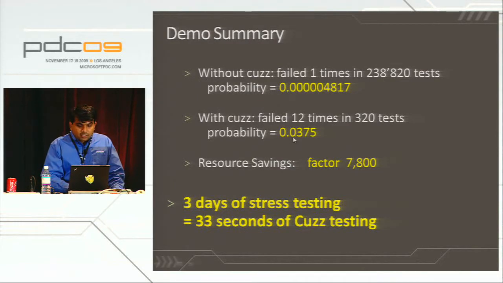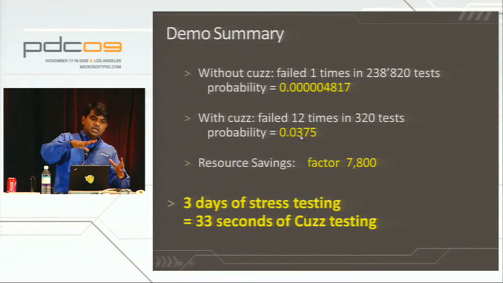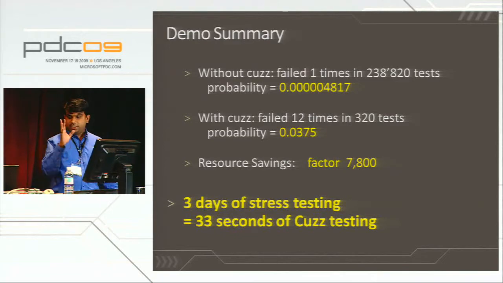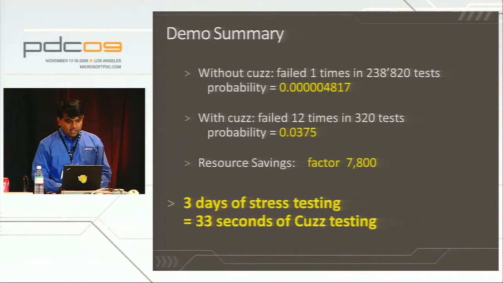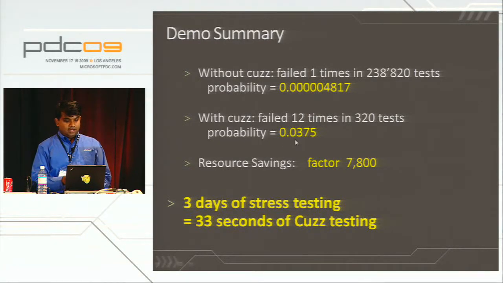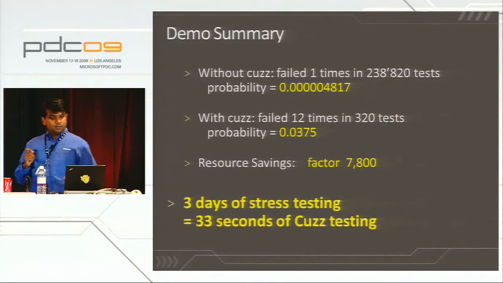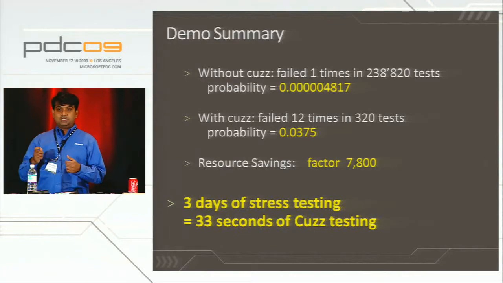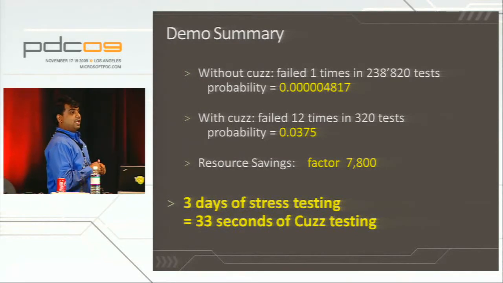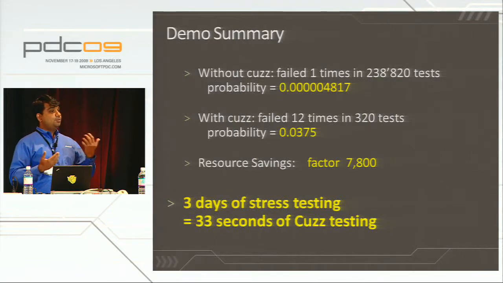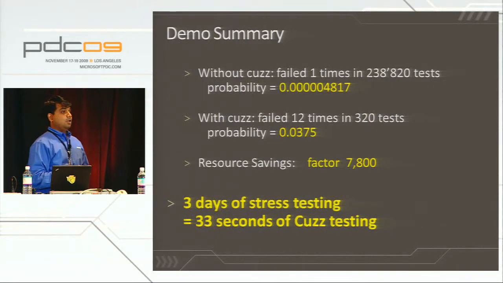For this experiment, on my laptop the probability is 1 in 10. On the server, it is actually 4%. That's why this slide shows 4% as opposed to 10%. And even with this 4%, 3 days of stress testing is equivalent to about 33 seconds of Cuz testing. That's the improvement we can give with Cuz.